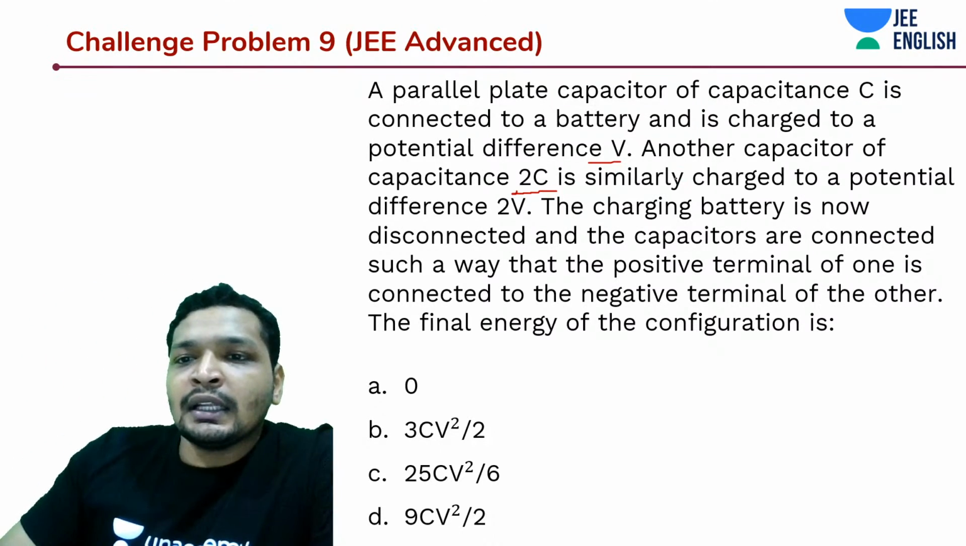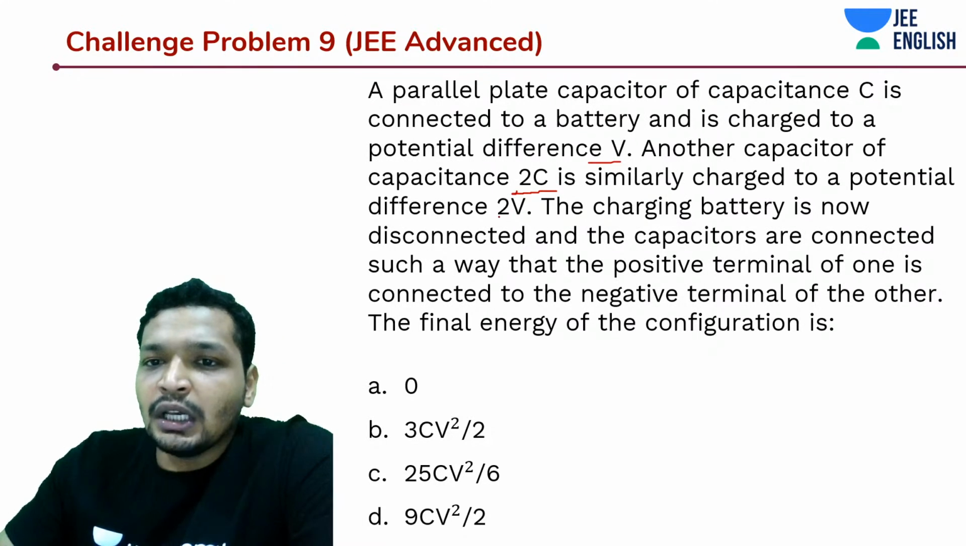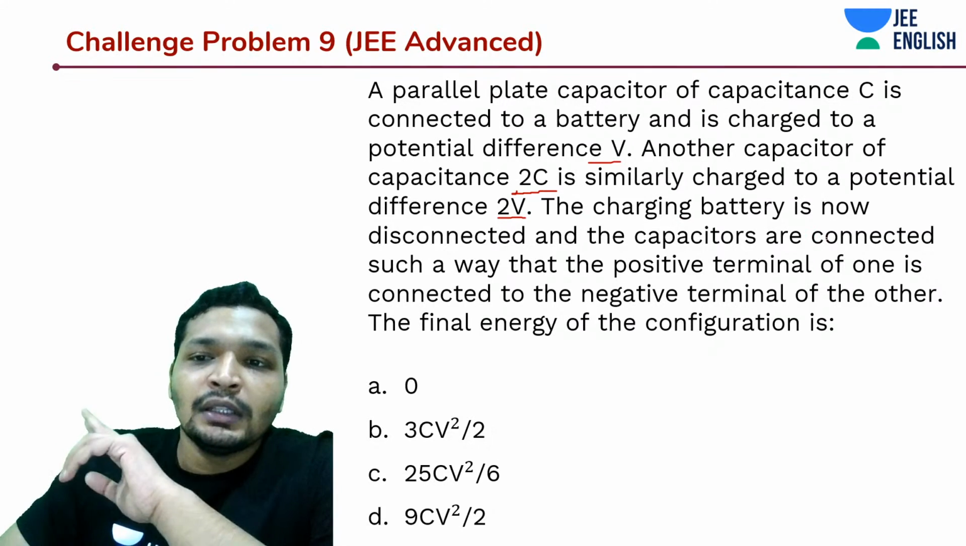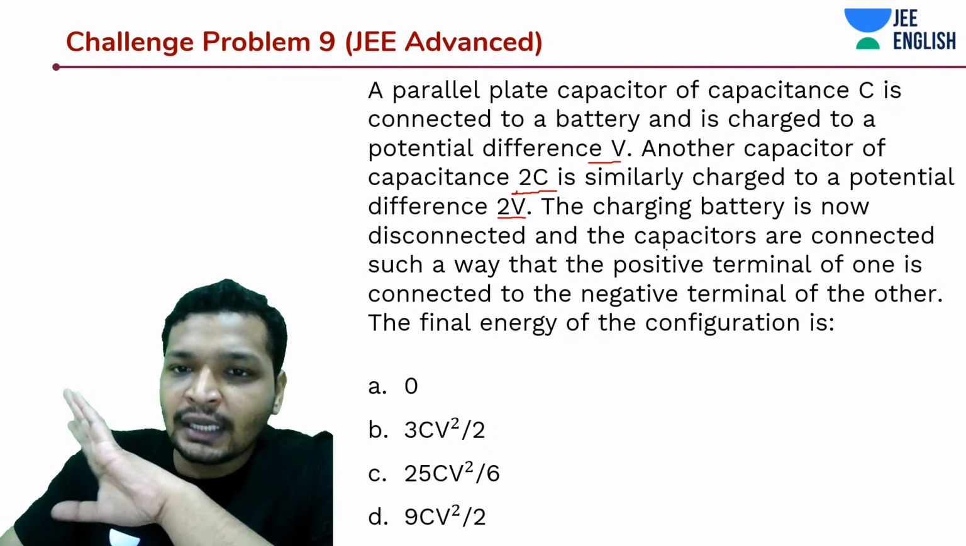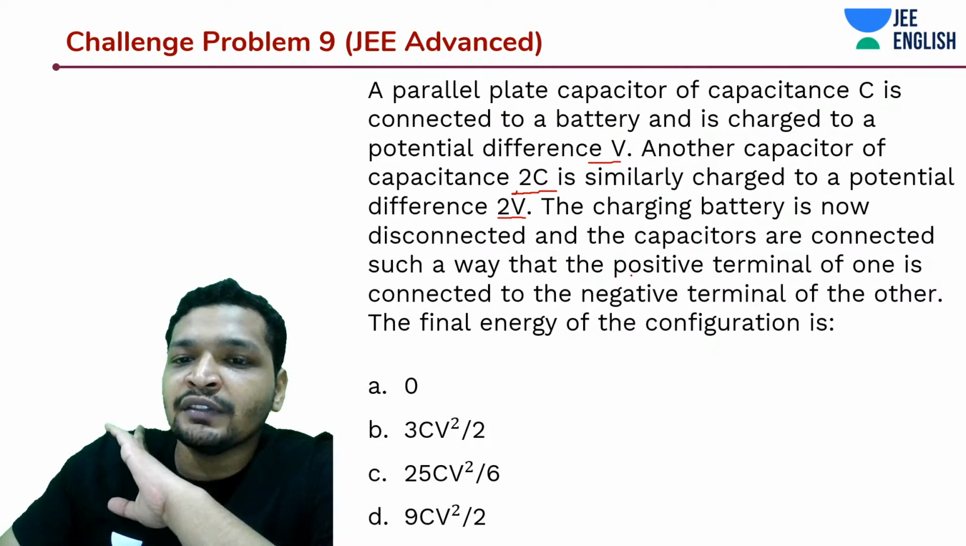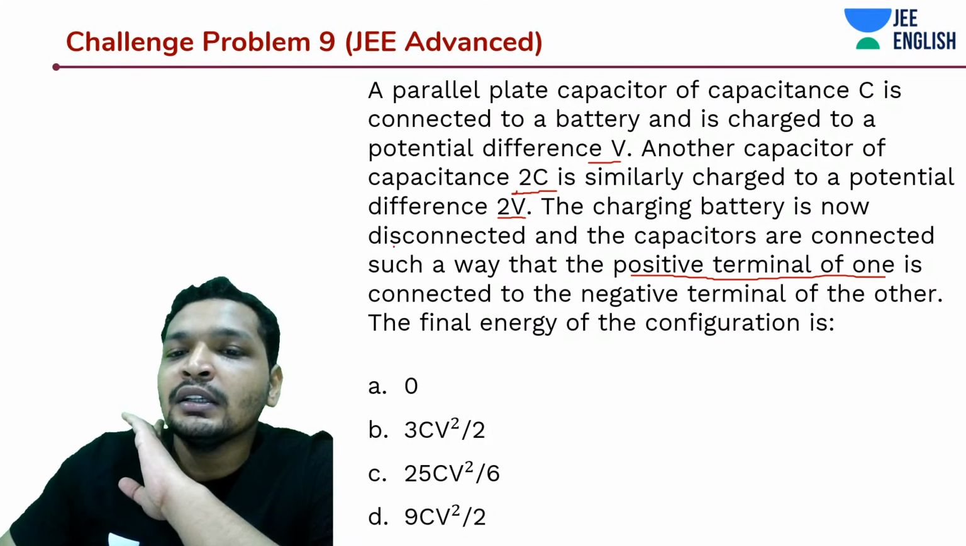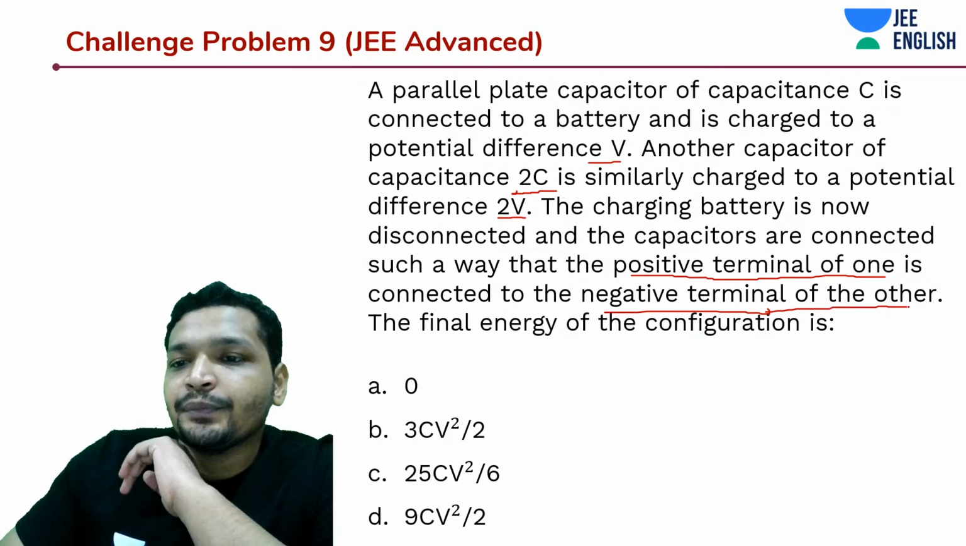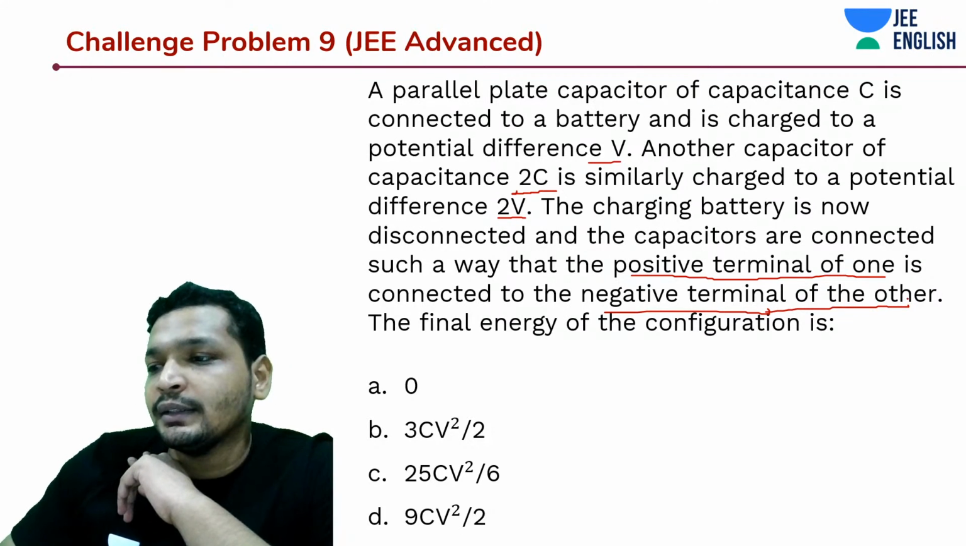Another capacitor of capacitance 2C is charged to a potential difference of 2V. The charging batteries are now disconnected and the capacitors are connected in such a way that the positive terminal of one is connected to the negative terminal of the other. Right?